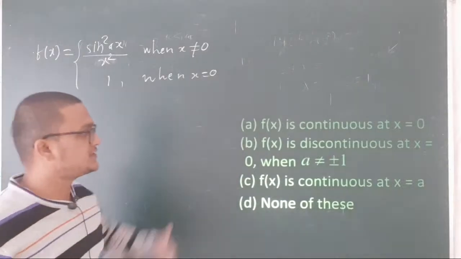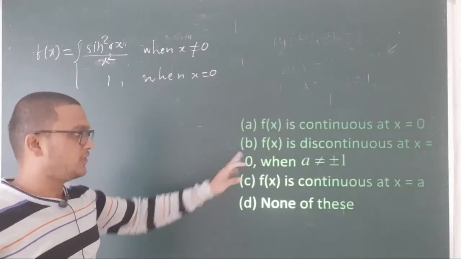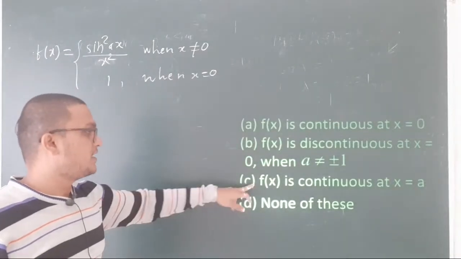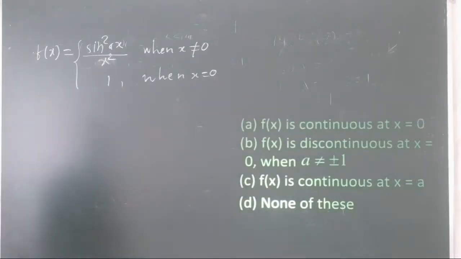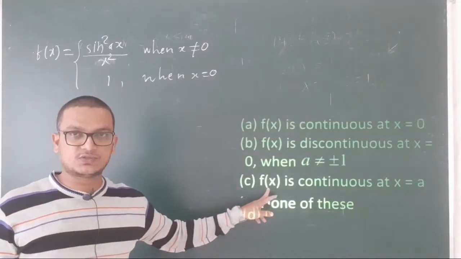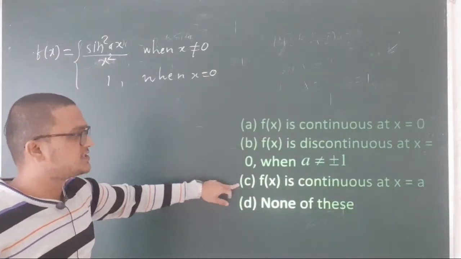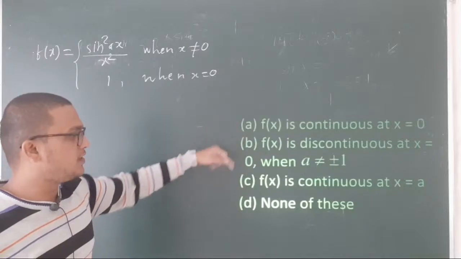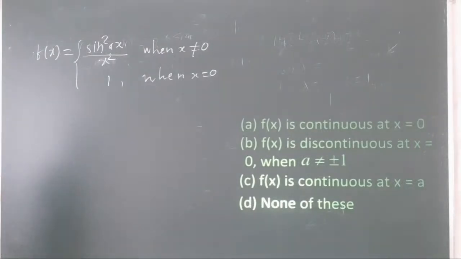f of x is continuous at x equals 0. f of x is discontinuous at x equals 0 when a is not equal to plus or minus 1. f of x is continuous at x equals a, and option D is none of the above. Okay, see, f of x is continuous at x equals a, I think this is not the option. Why? Because your continuity point is 0. This is deleted. Then the options are A, B or D, and any one answer is going to be correct. So we have to check the continuity here, whether it is continuous, discontinuous or none of the above. So how are you going to check this?